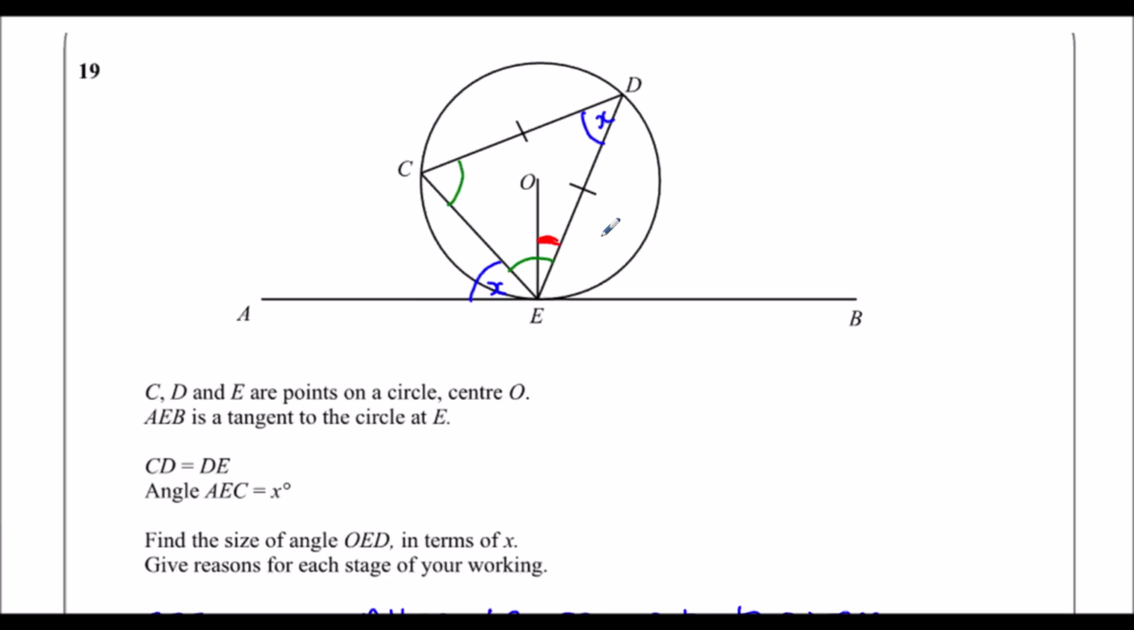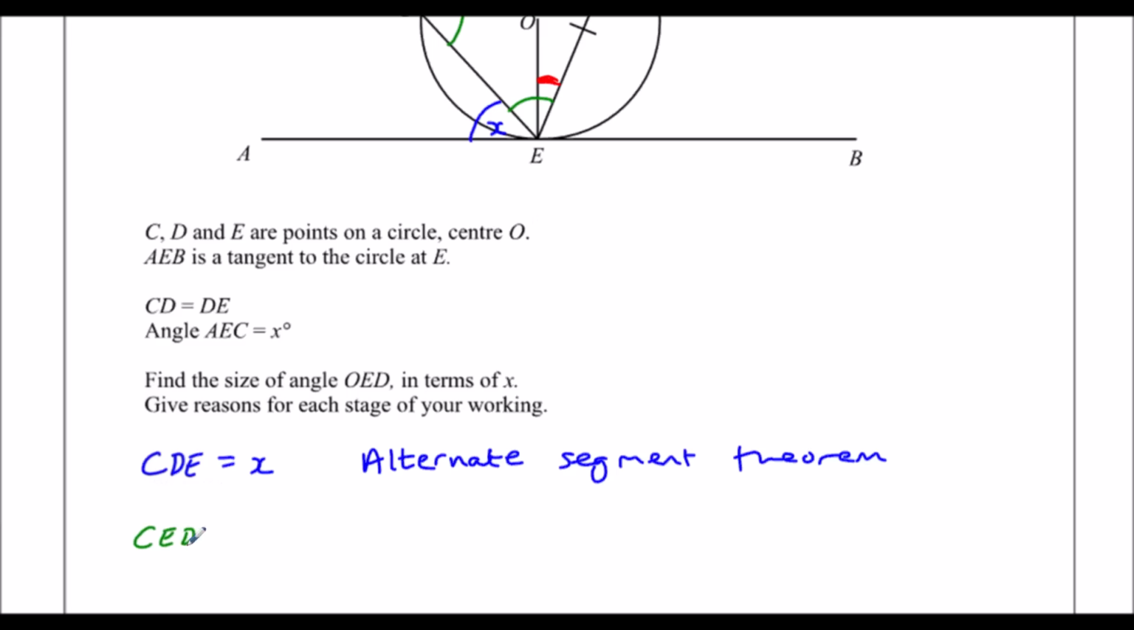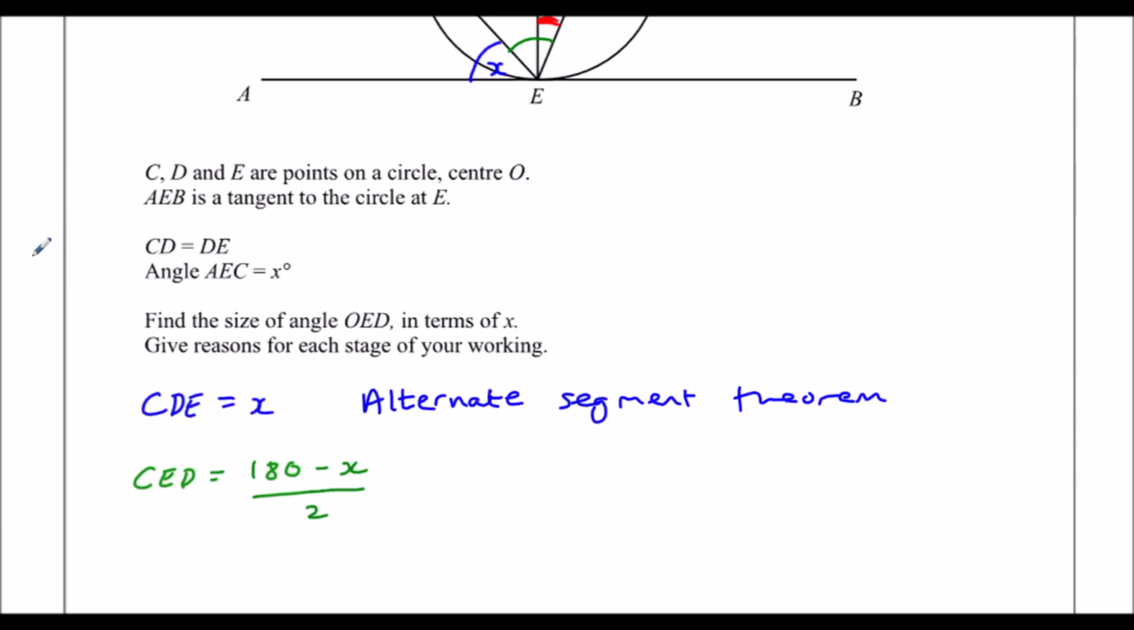So angles in a triangle add up to 180 degrees. So 180, take away the other angle, take away x, will tell us what these two green ones add up to. And because they're the same, they must both be (180 minus x) over 2. So CED, this green one here, is (180 minus x) over 2. And again, we're going to give a reason. That's because angles at the base of an isosceles triangle are equal.